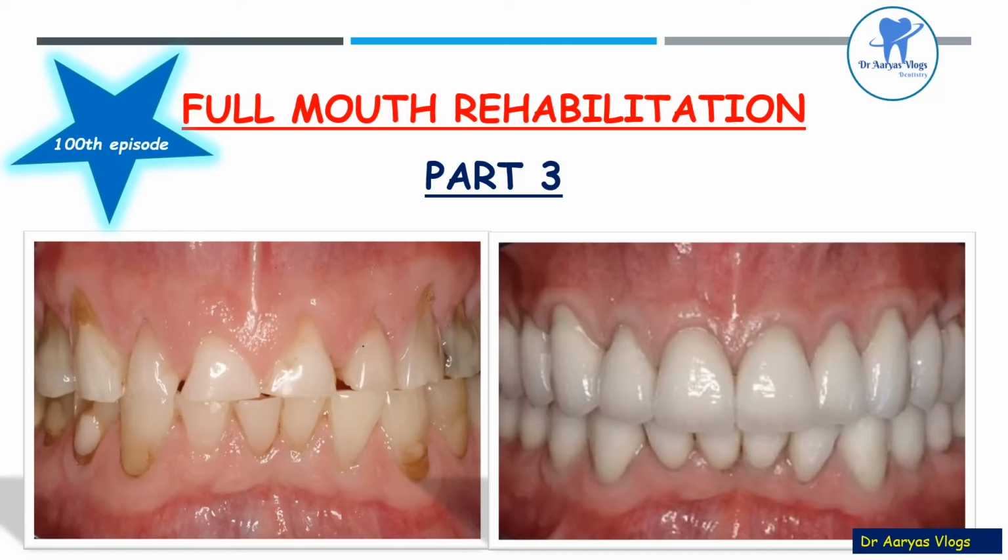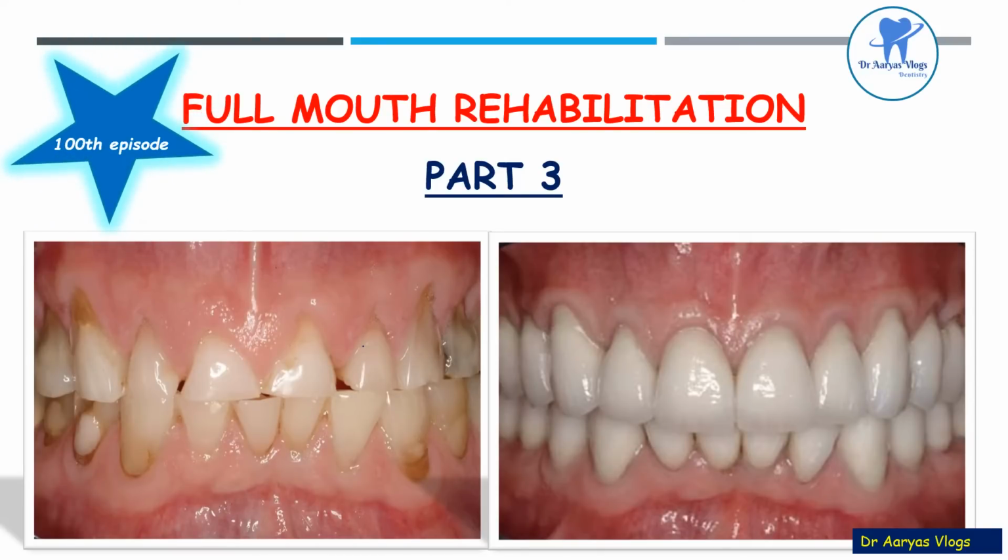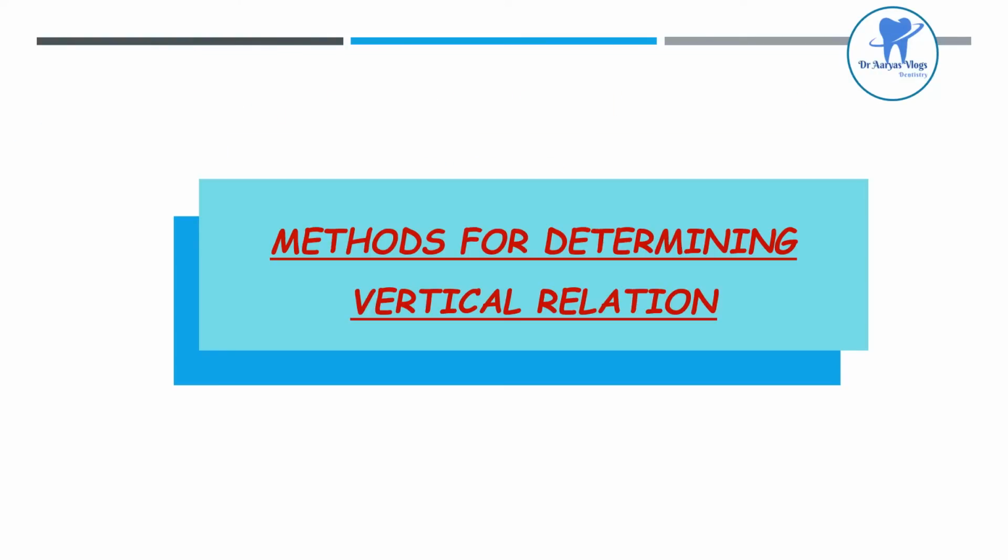Today I am going to discuss part 3 of full mouth rehabilitation. I hope you have all learned part 1 and part 2 of full mouth rehabilitation. Let's begin part 3 of FMR. In this lecture, I will discuss various methods for determining the vertical jaw relations.